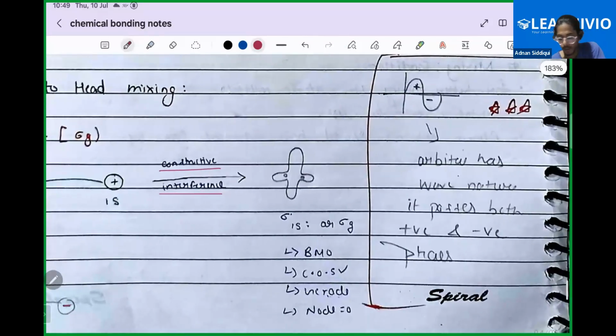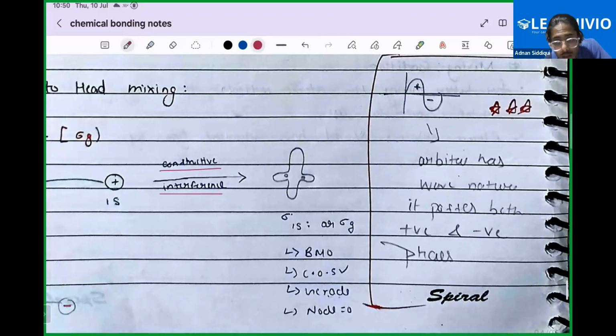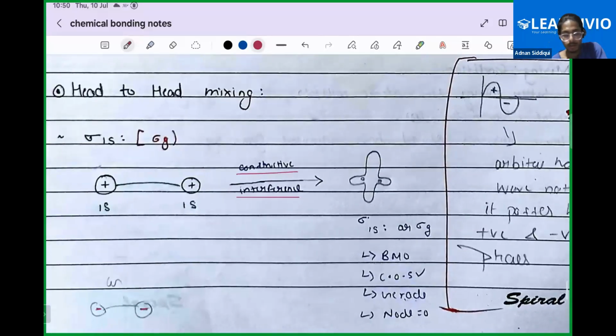Okay, note: orbitals have wave nature. Similar to our electron, orbitals have wave nature. They possess both positive and negative phase. One thing that you should note somewhere: this positive and negative sign is not representing charges. A normal person would think, why are this positive and positive sign merging with each other? They should repel, right?